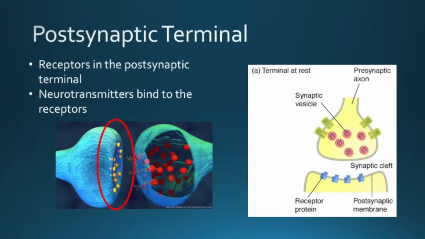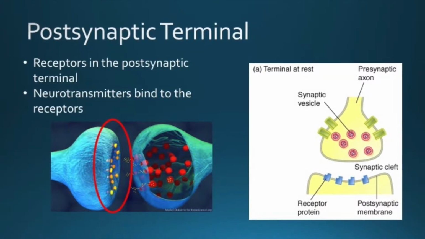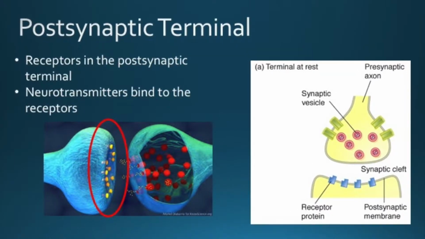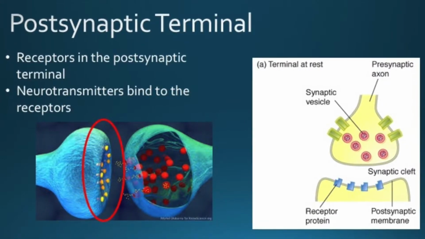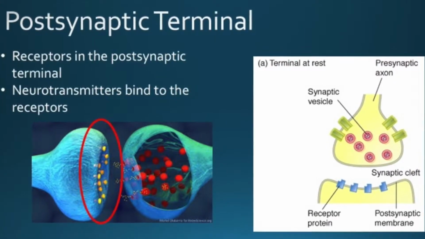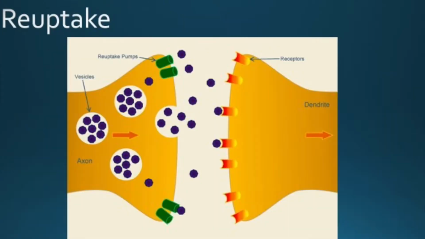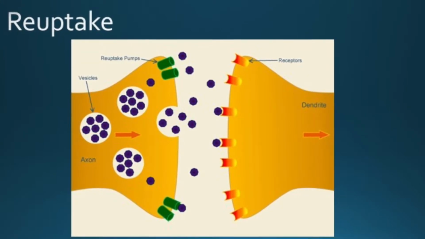In the postsynaptic terminal, there are receptors. These receptors are what the neurotransmitters bind to. Once a neurotransmitter is bound to a receptor, many different things can happen depending on what the neurotransmitter is and the specific receptor. Once the neurotransmitter has been released and bound to receptors, the excess neurotransmitters that are in the synapse must be removed in order to form a new signal.